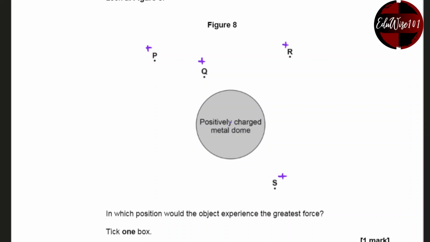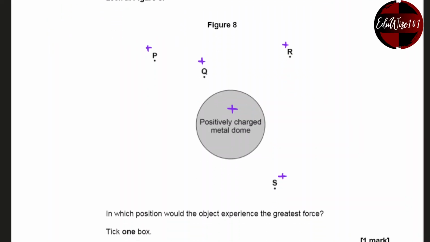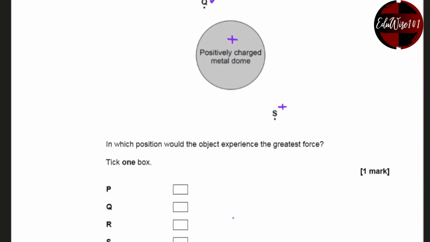Now a positive charge and a positive charge would actually repel. So let me just make sure, yes, it is another positively charged object. So at which point will it actually experience the greatest repulsive force? That would be where it's actually closest, which is going to be Q, and the furthest I think is P over here. So the answer is Q.